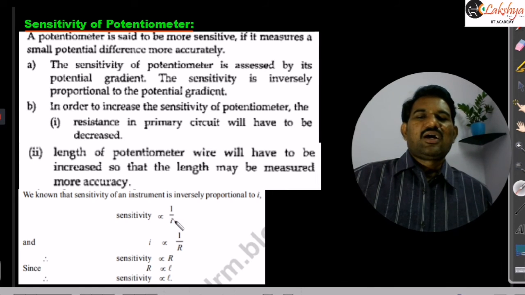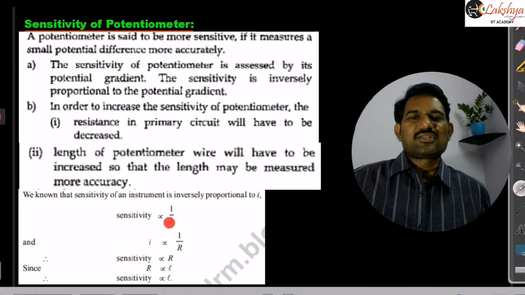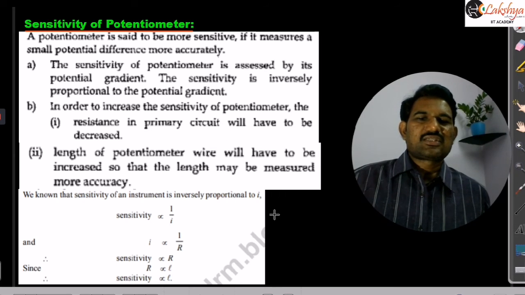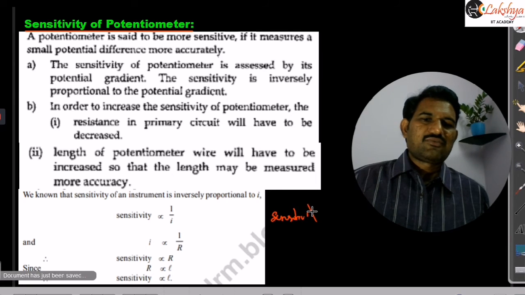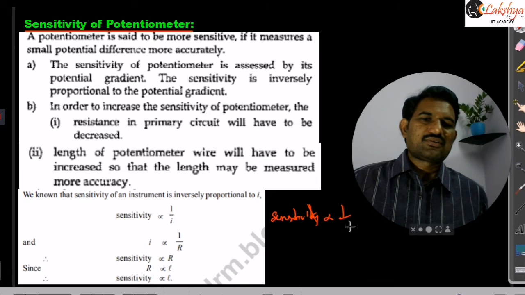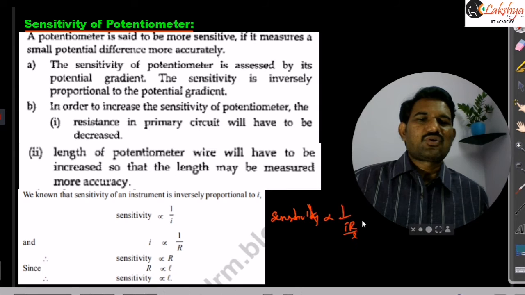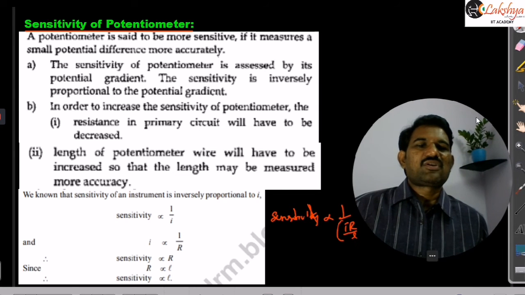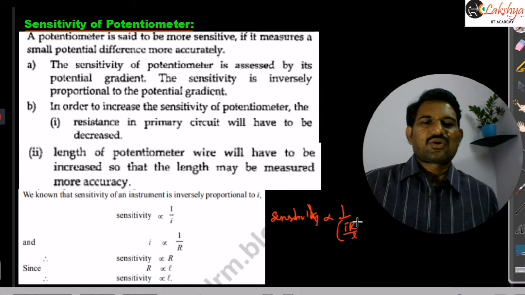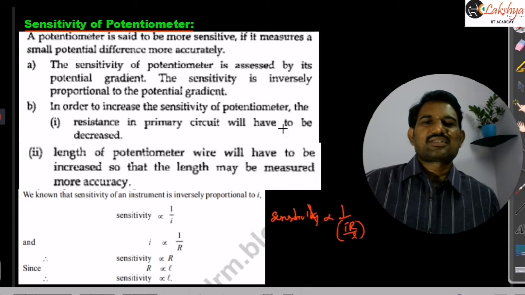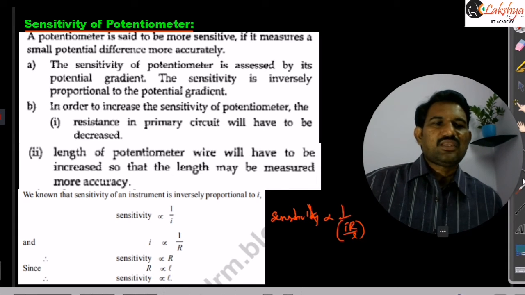From here only we are saying that it is inversely proportional to the potential gradient. Sensitivity is inversely proportional to IR. That means IR per L is nothing but what we call the gradient. So this value is what we mention as the gradient. So we write that sensitivity is inversely proportional to the gradient. It depends on the resistance in the primary circuit.